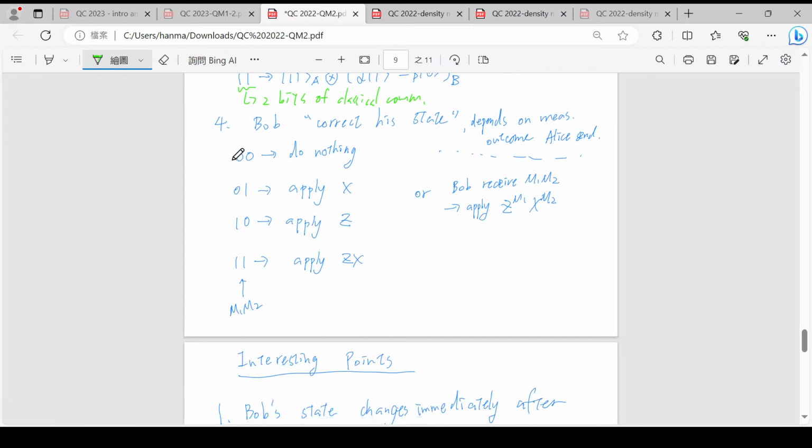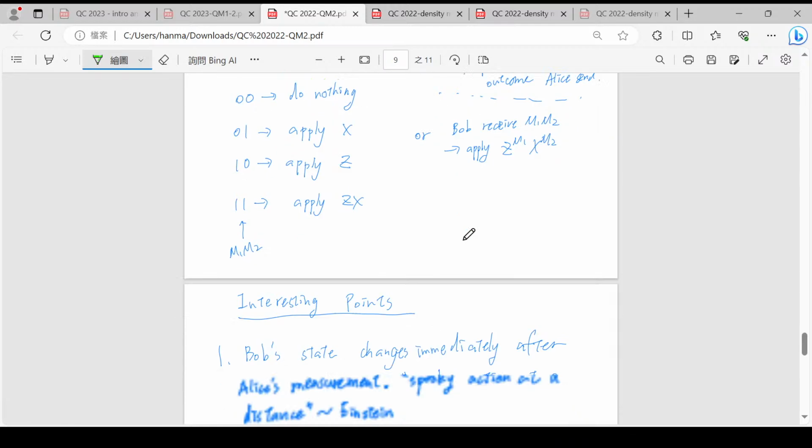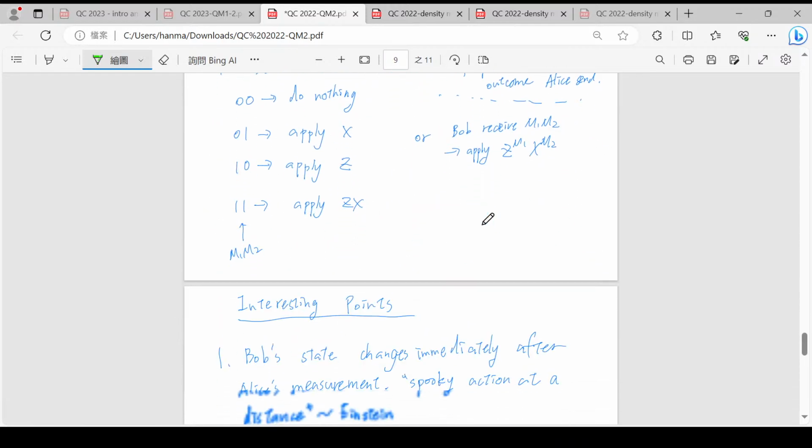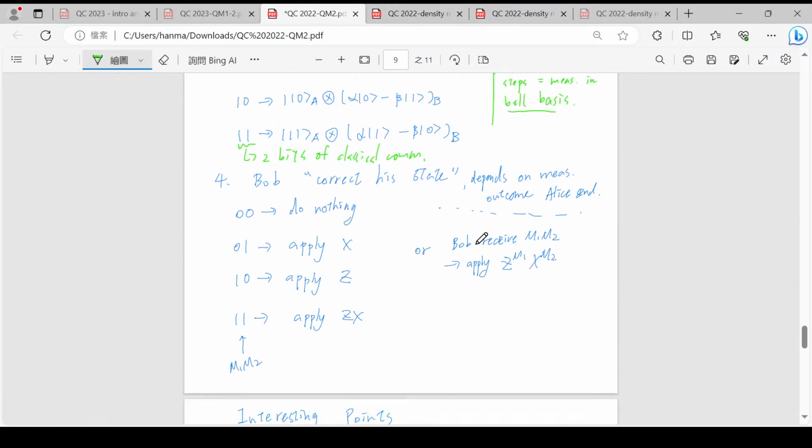If you want to write the 4 different kinds of correction in a succinct way, then we can say Bob applies Z to the M1 and X to the M2. So basically this string is M1, M2, which means that if the first bit is 1, then Bob applies a Z here, and if the second bit is 1, then Bob applies X here. So this is just a notation thing. But anyway, here is the teleportation protocol.